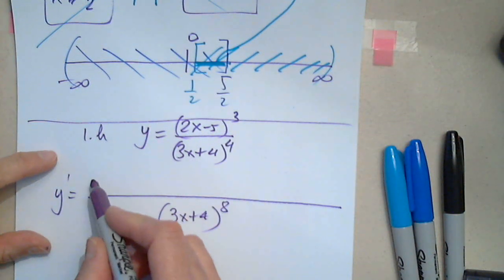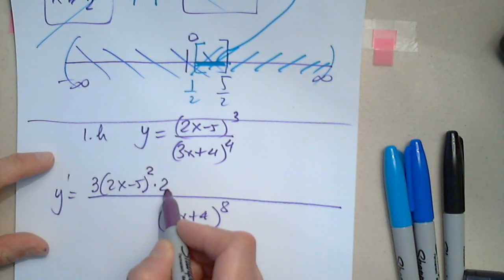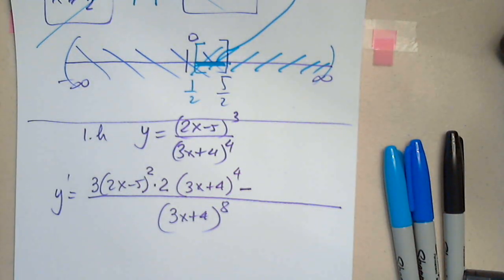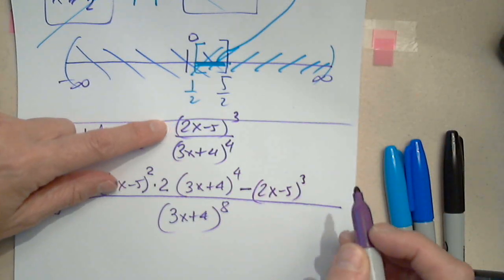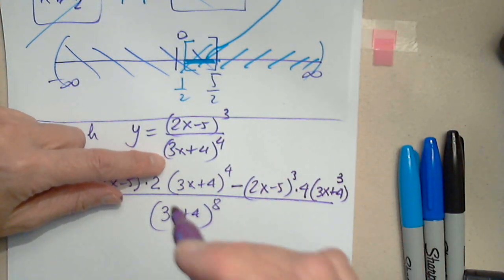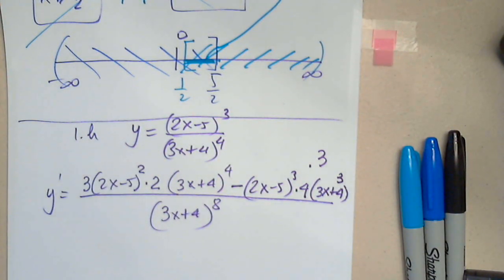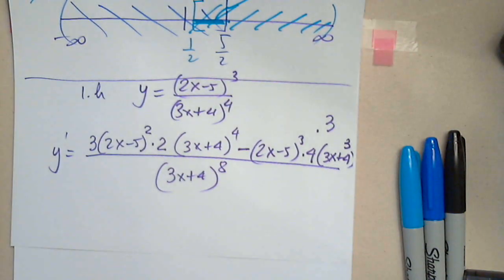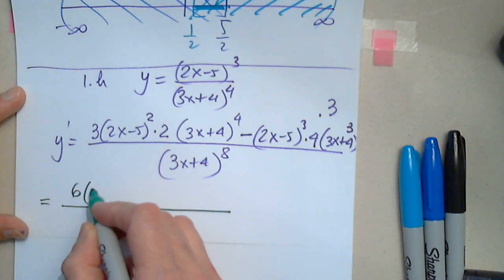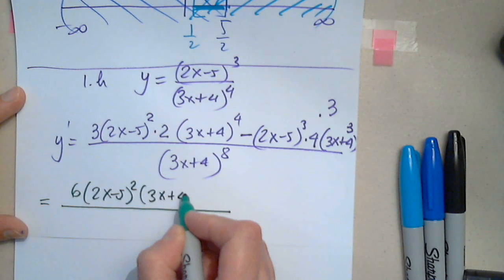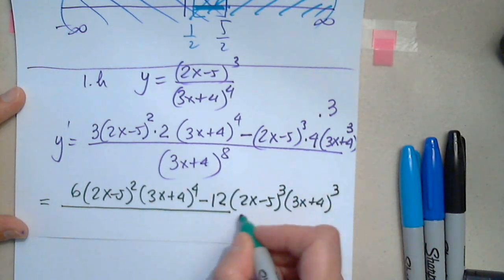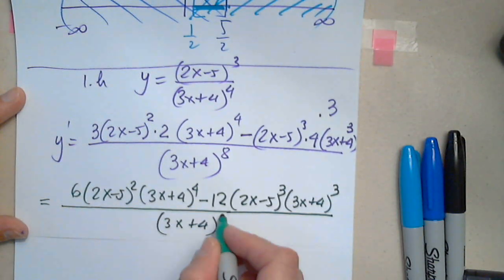I differentiate the numerator: 3 (2x minus 5) squared times 2 times the denominator, and minus, I copy 2x minus 5 cubed, multiplied by 4 times (3x plus 4) to the third power times the inner function prime, which is 3. Then I will rearrange it because it's all over the place. So this is 6 (2x minus 5) squared (3x plus 4) to the fourth, minus 12 (2x minus 5) to the third and (3x plus 4) to the third, everything over (3x plus 4) to the 8th power.